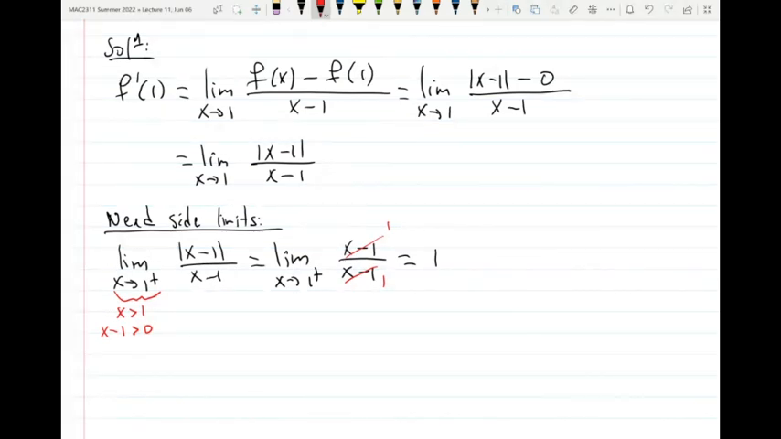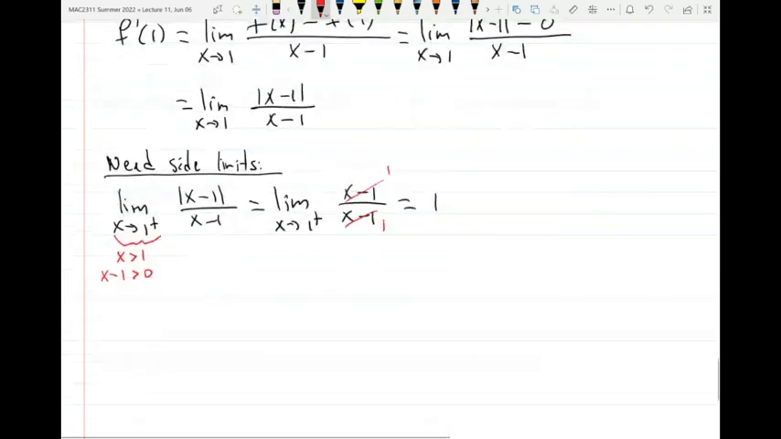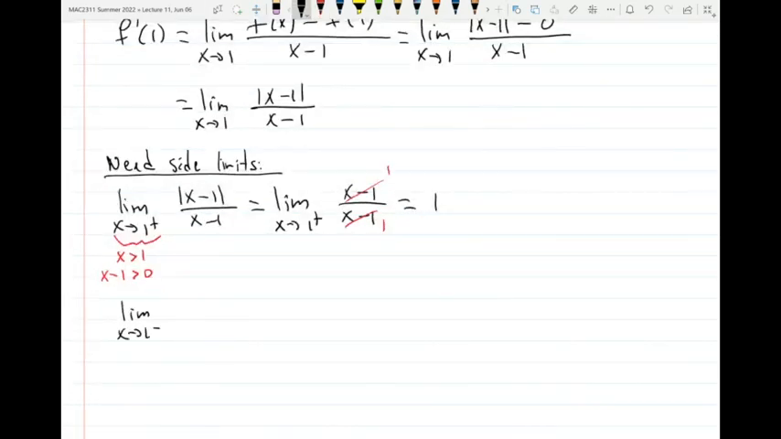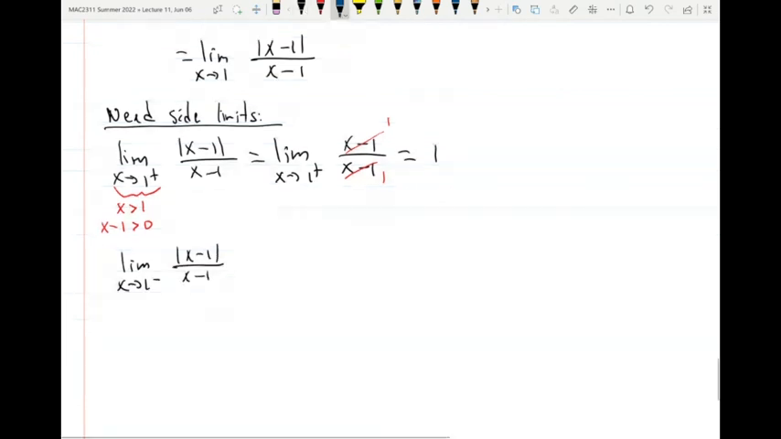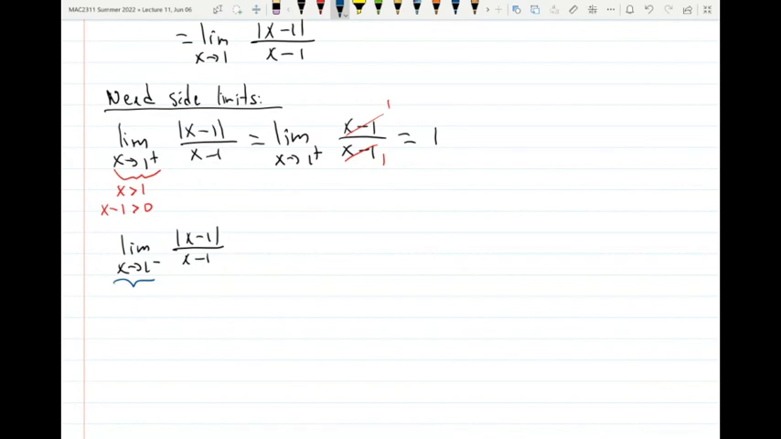You okay with this? All right, the next one. We need to do the left limit. What do we know about x here? X is less than 1. So what does that mean about x minus 1? It's going to be less than 0.